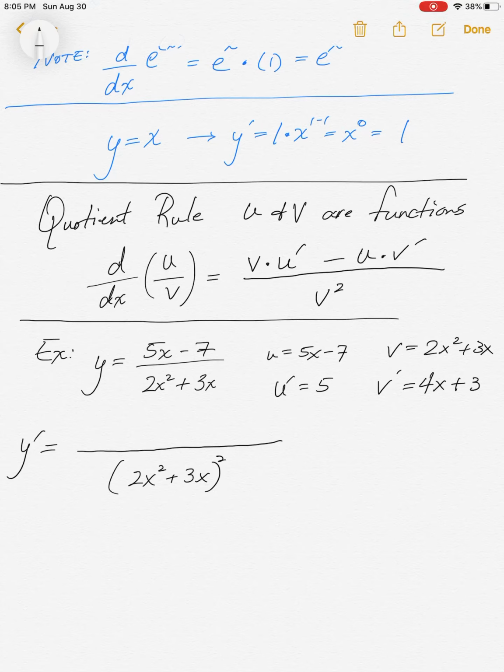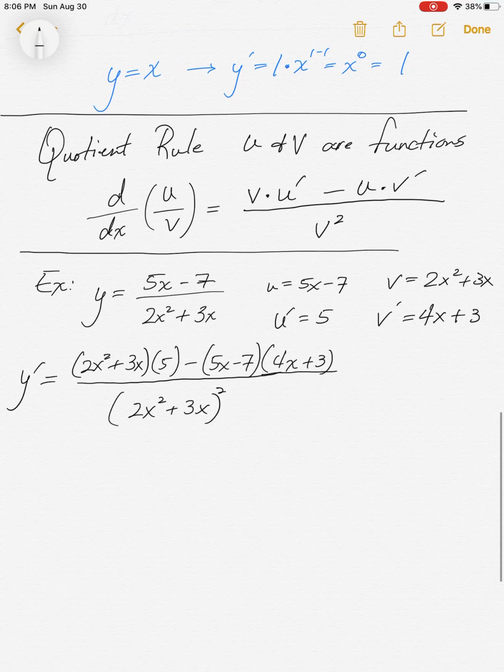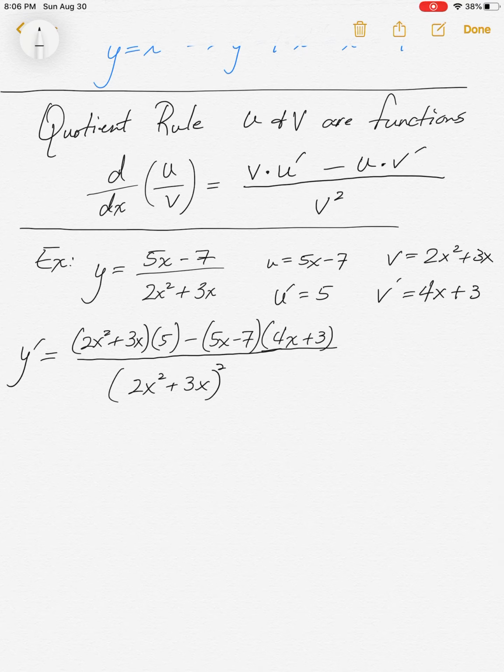All right. And then we have bottom times derivative of the top minus the top times derivative of the bottom. And y'all know how to distribute. So you'll go through and you do your whole distributing and roll with that right there.